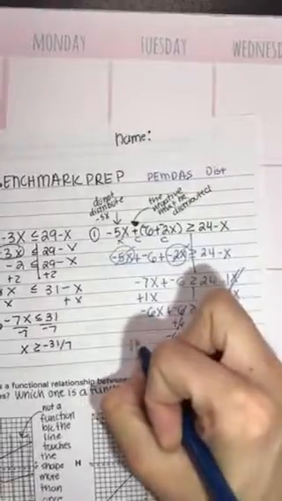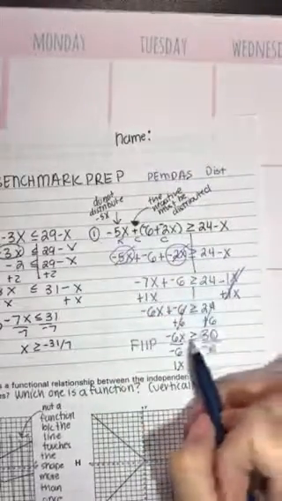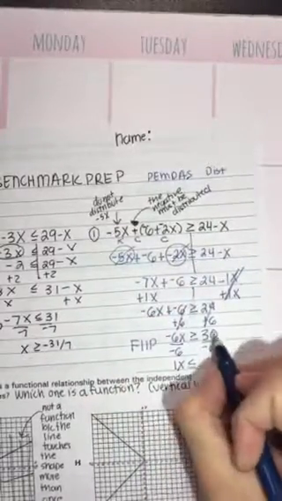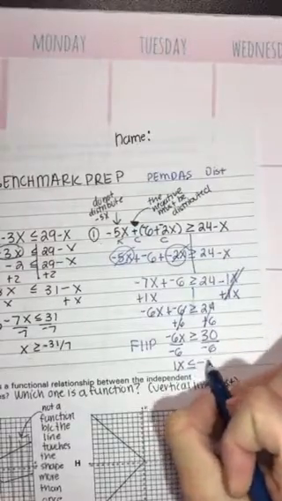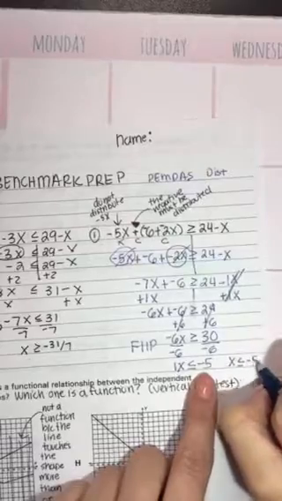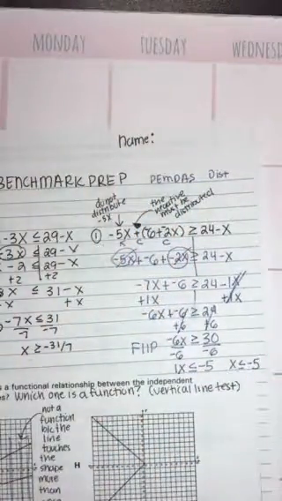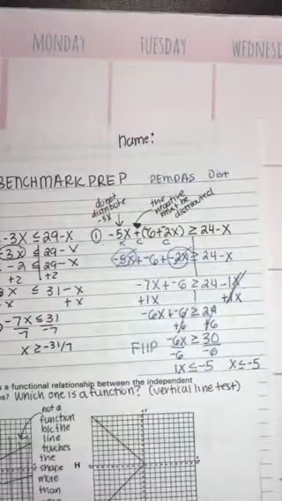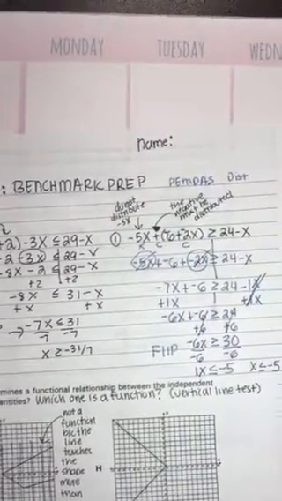So I'm going to remind myself, flip. This flips the other way. 30 divided by negative 6 is negative 5. So my solution is x is less than or equal to negative 5. Notice it forms the L. That's how I know it's less than. Okay, make sure you have that all copied down.